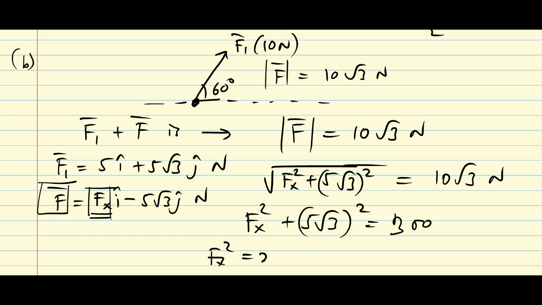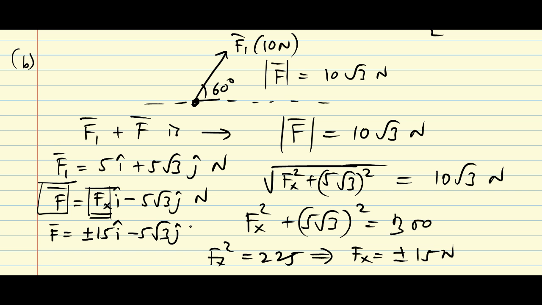Just simplify it, sorry, 225. Take the square root on both sides. I get Fx equals plus or minus 15 newtons. So I can write F bar. First of all, I'll write it nominally with both roots. I'll reject one of them shortly. So plus or minus 15 i cap minus 5 root 3 j cap newtons must be F bar.